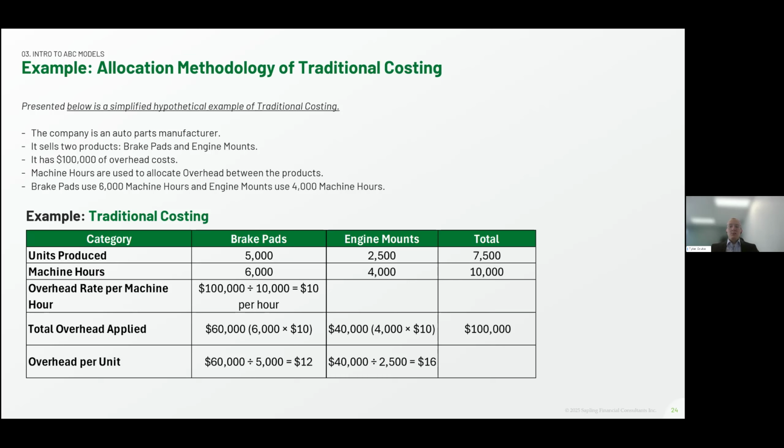With this overhead rate per machine hour figure of $10, we can then multiply it by the total machine hours related to each product to get the total amount of overhead attributable to each product. So that would be $60,000 based on 6,000 machine hours for brake pads and $40,000 for engine mounts based on 4,000 machine hours. And lastly, this cost allocation is divided by the total amount of units produced for each product, which is 5,000 for brake pads and 2,500 for engine mounts, which the end result is a cost allocation of overhead of $12 per brake pad and $16 per engine mount.